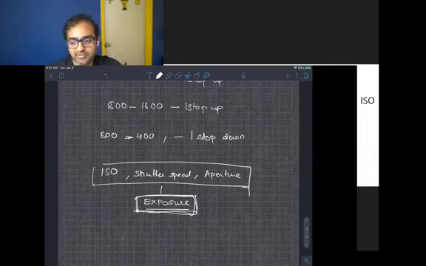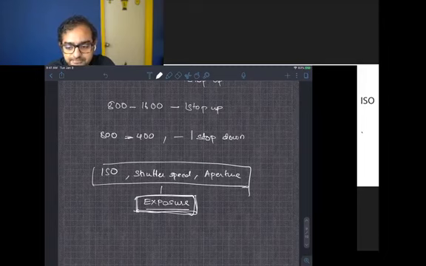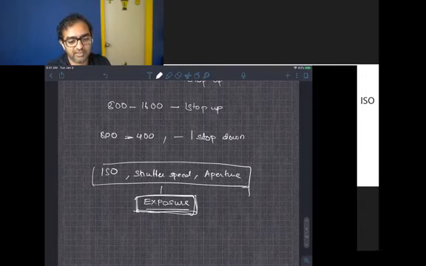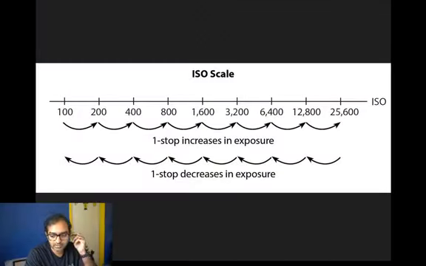Are there any questions about this so far? About the ISO? Let me just put the ISO scale back up so you can see it. Okay, I don't see any questions so far about ISO. All right, so let's move on.